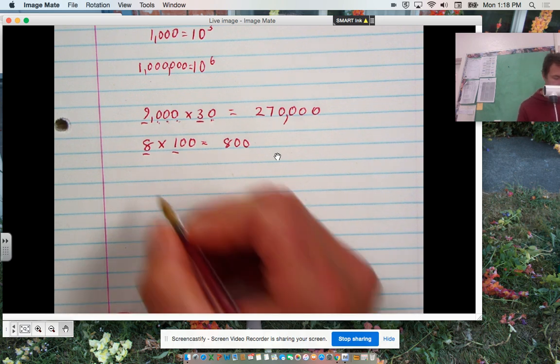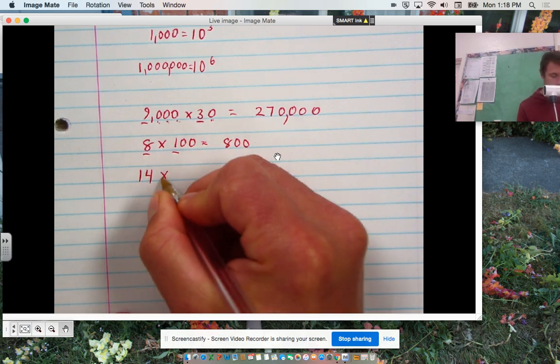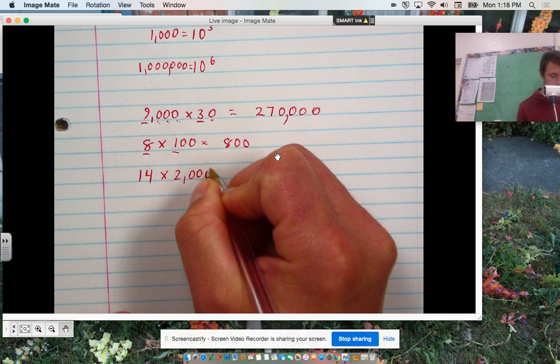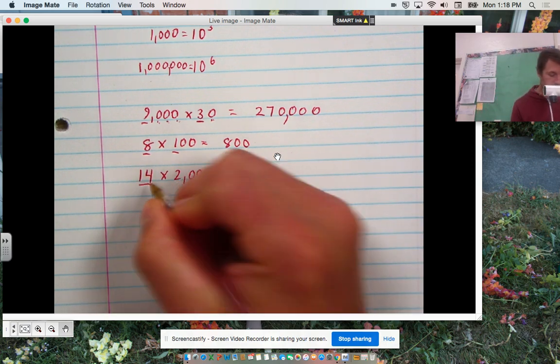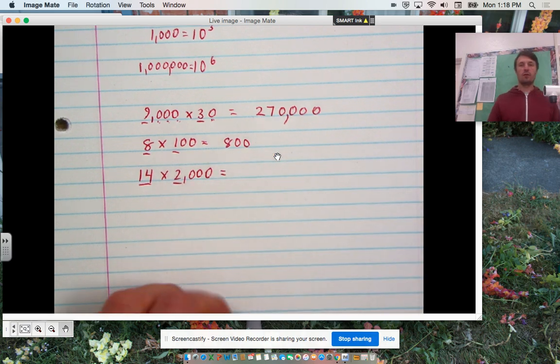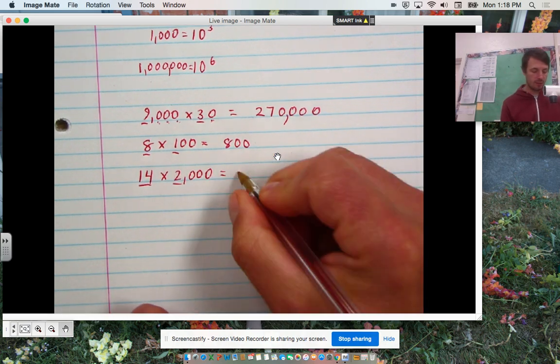Let's do another example. Let's say we have 14 times 2,000. We don't have to worry about finding out what 14 2000s are or 2000 14s are. You can just focus on the 14 and the 2. 14 times 2 is 28.